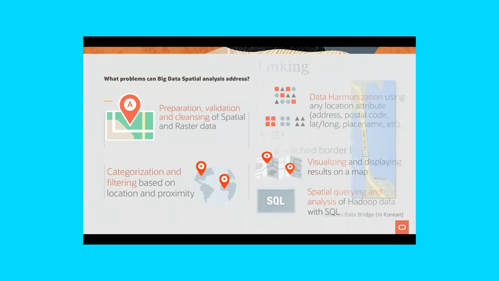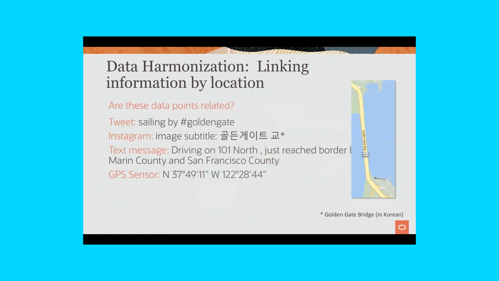So data harmonization is a typical example of an application done on this platform. Data harmonization is when people are talking about a location, and you want to identify whether all of them are talking about the same spatial entity or not. For example, somebody might be saying something about Golden Gate. Somebody might be talking about the same thing using the address. And somebody might be talking about the same location using a lat long GPS value, right?